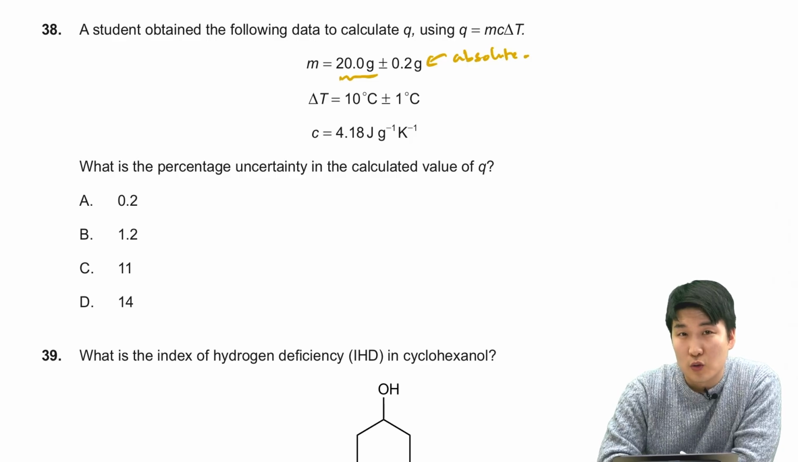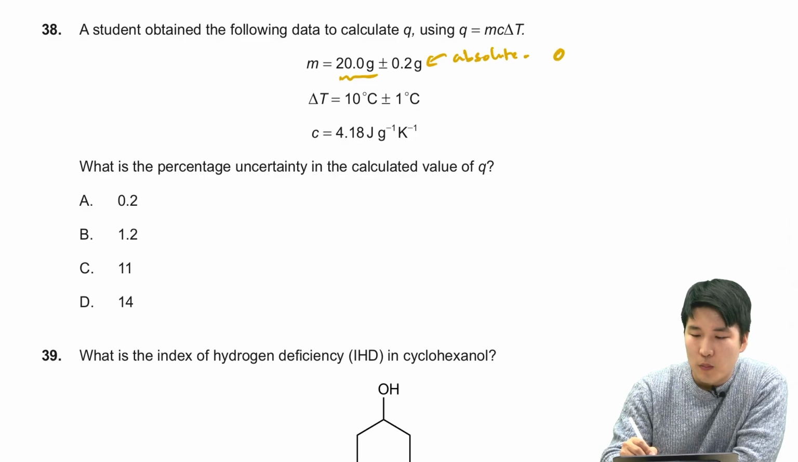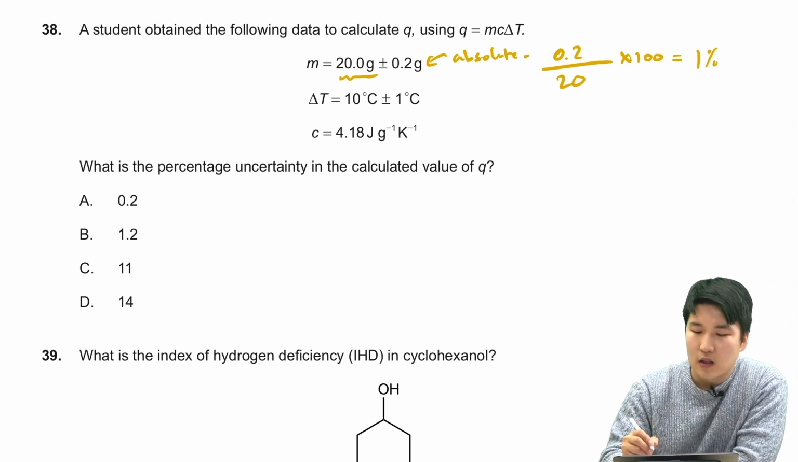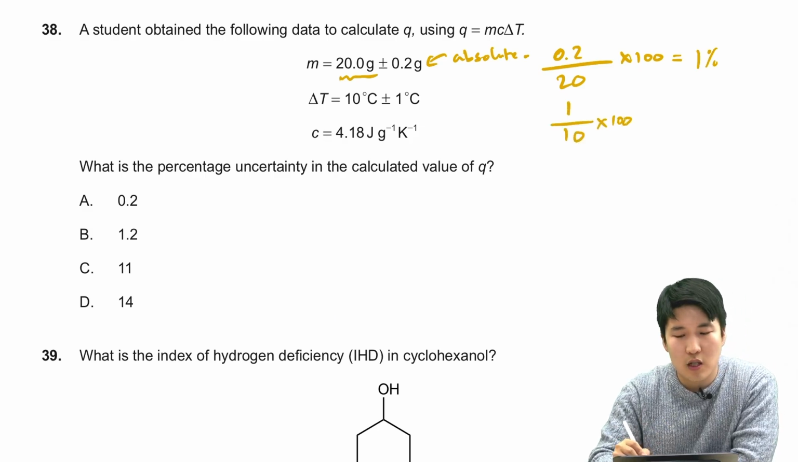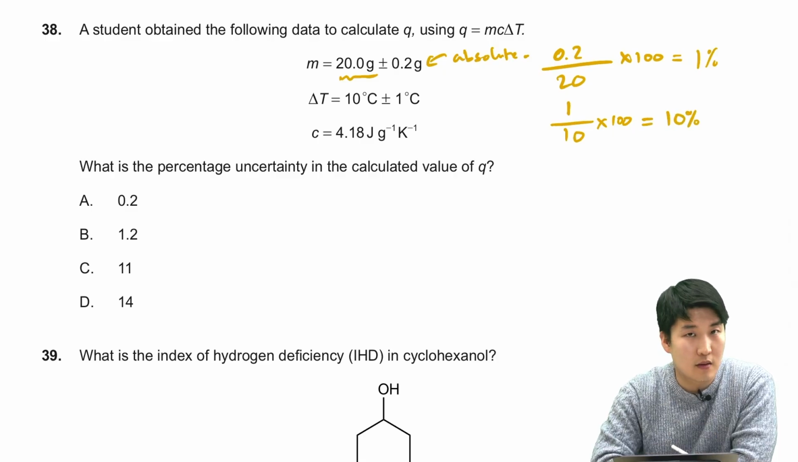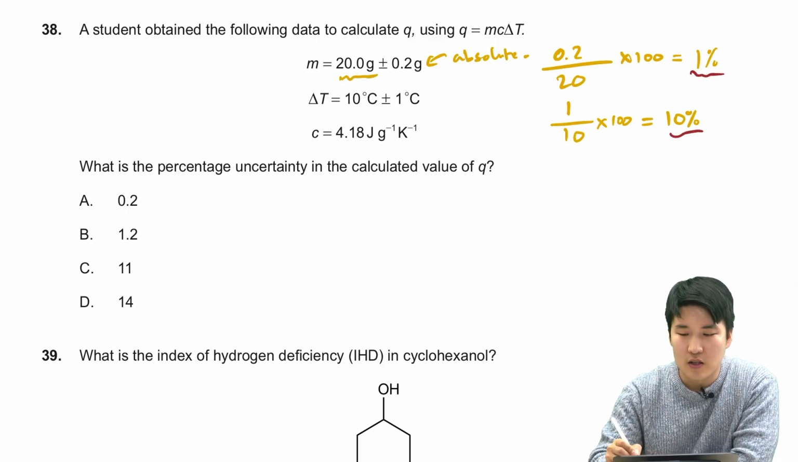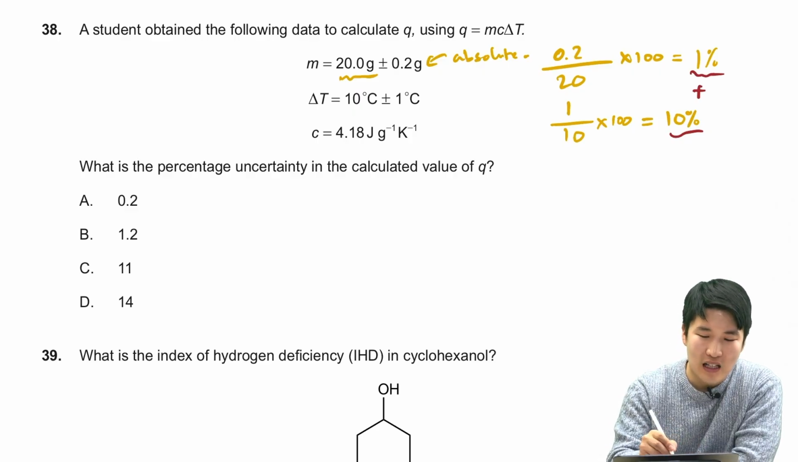How do we convert the absolute to percentage uncertainty? Well, what we will do for mass is 0.2 grams over 20 grams times 100, which will give us 1% for the mass. Likewise, 1 degree Celsius over 10 degrees Celsius times 100, which will give us 10%. What we need to do is add these two percentage uncertainties together to get the value 11%.